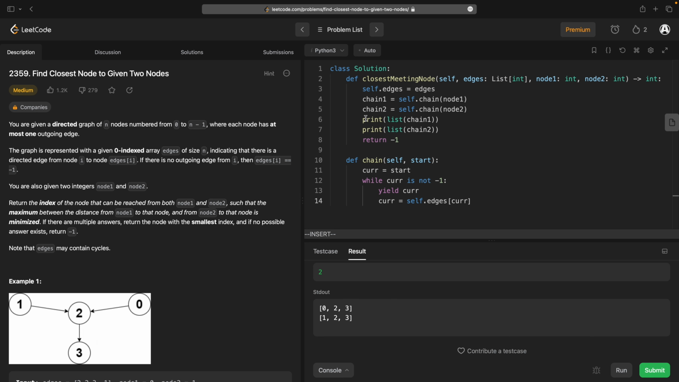If I turn the first one into a set, then for n in chain 2, if n in nodes 1, return n.